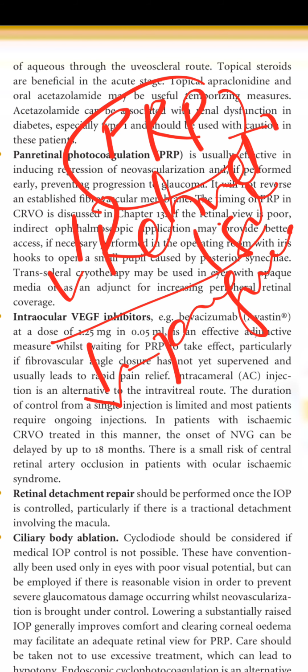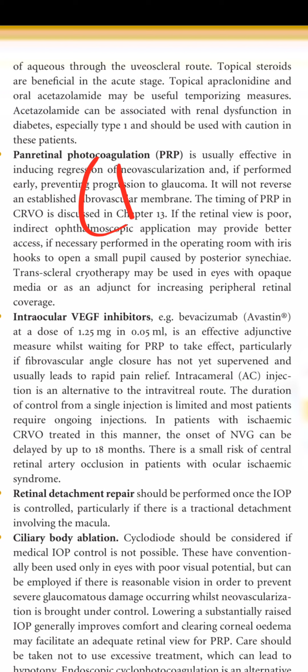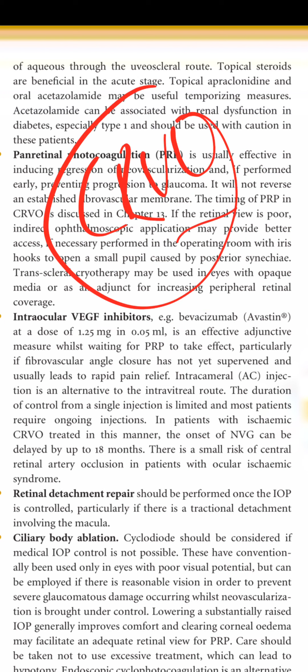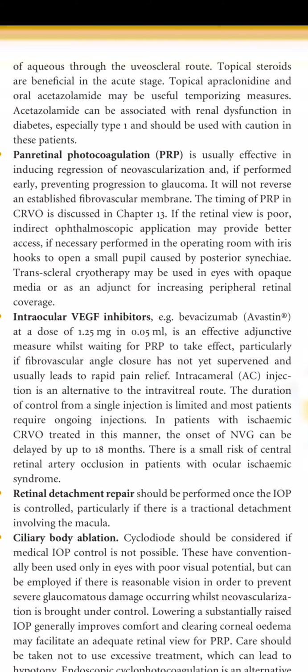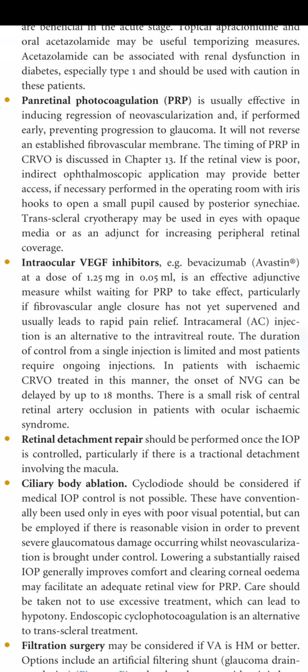So in a case of CRVO, we do PRP as soon as there is a formation of new vessels at the retina. In that case, we do PRP as soon as possible when there are new vessels. If the retinal view is poor due to posterior synechiae, you can take the patient to the operating room, use the iris hook, and then apply the laser. And if still not visible, you can do the transscleral cryotherapy.